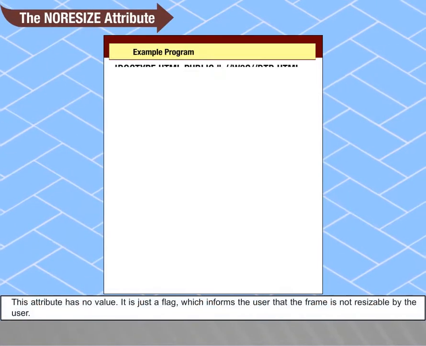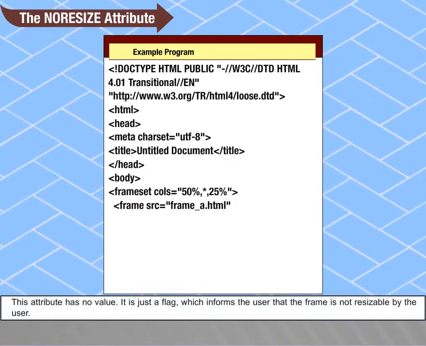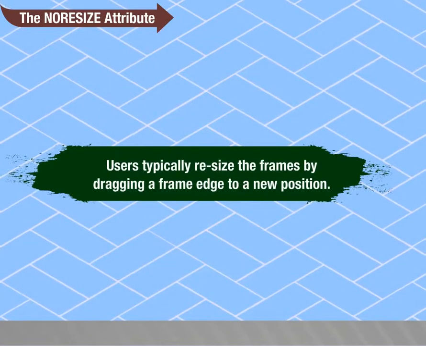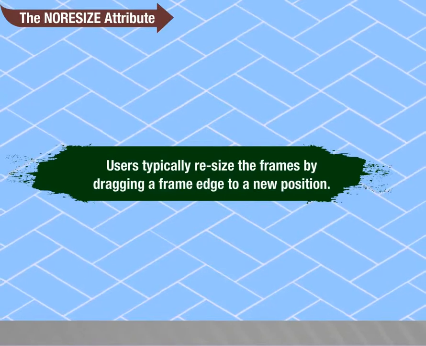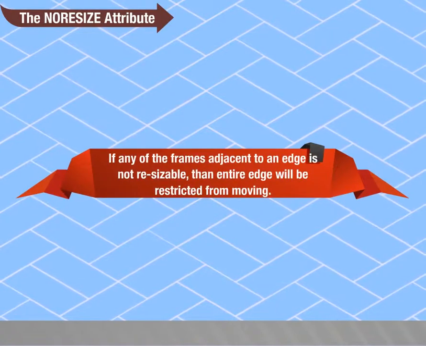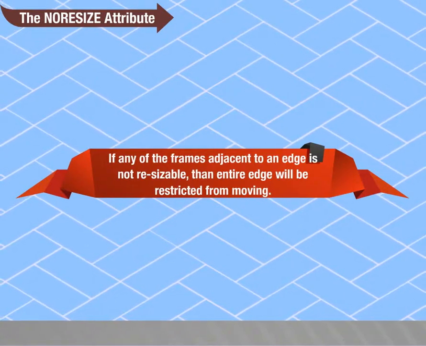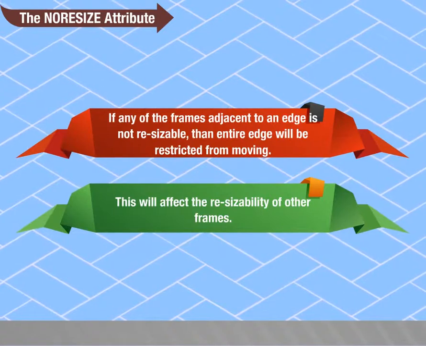The noresize attribute. This attribute has no value. It's just a flag, which informs the user that the frame is not resizable by the user. Users typically resize the frames by dragging a frame edge to a new position. If any of the frames adjacent to an edge is not resizable, then the entire edge will be restricted from moving. This will affect the resizability of other frames.